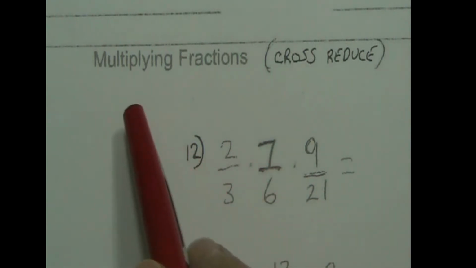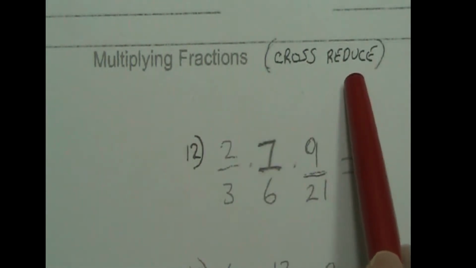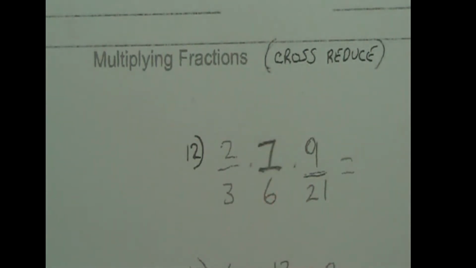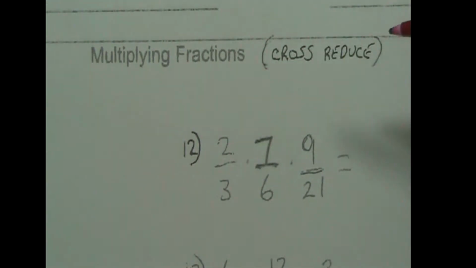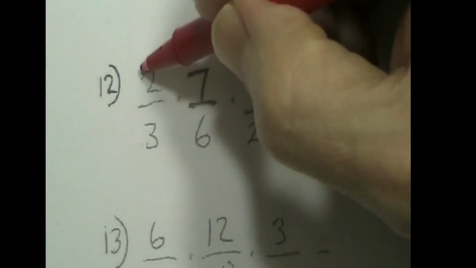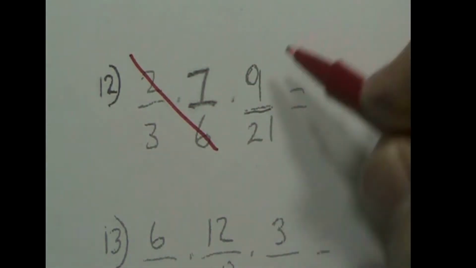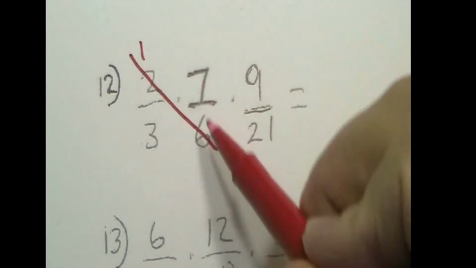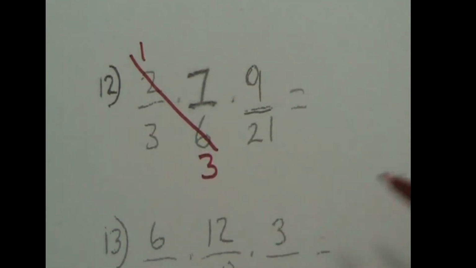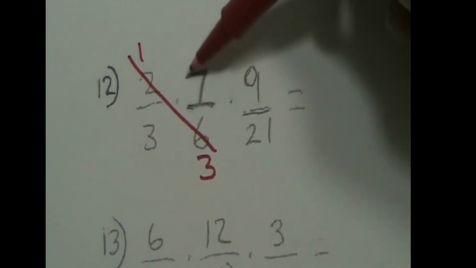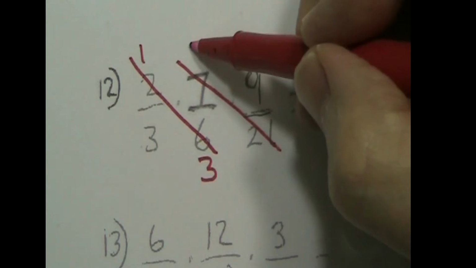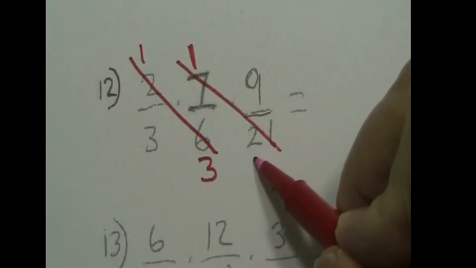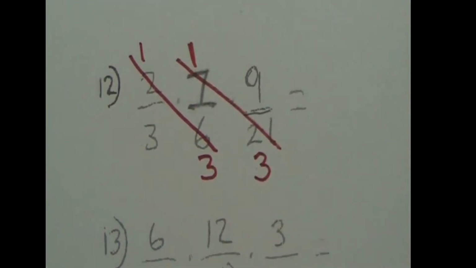Okay, so on multiplying fractions, we try to cross-reduce or just reduce before we multiply. So I will take this one here, the 2 and the 6, 2 goes into both of those, 2 goes in here once, 2 goes into 6 3 times. Notice I also have 7 and 21. 7 goes into both of those. 7 goes in there once, 7 goes into 21 3 times.